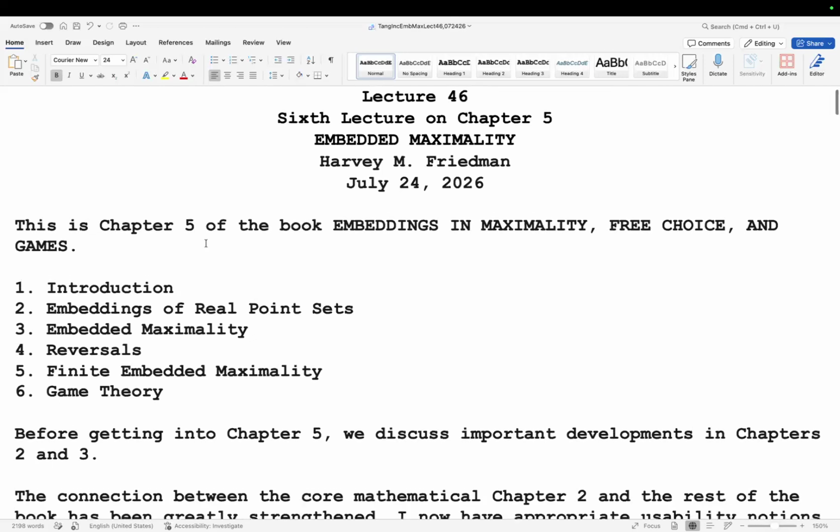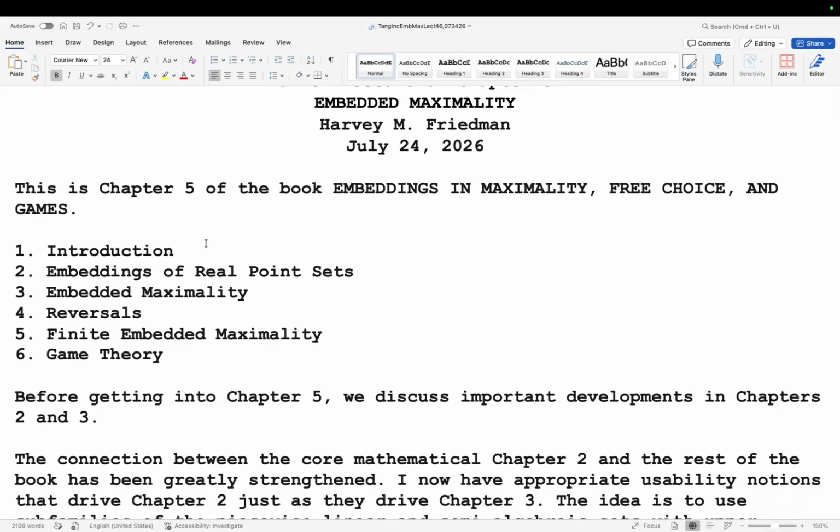All right, so the chapters look like this: Introduction; Embeddings of Real Point Sets, which is the core math chapter; and embedded maximality, which is what we've been talking about, is chapter 3, which is not being changed except for certain upgrades. And then there's the reversals, which really hasn't been touched, but has to be edited a little bit in order to match all the notation of the rest of the book. There's nothing in the core. And then there's this chapter 5 we're talking about now, which is no longer called finite embeddability. I don't have the titles of the book right. This chapter that we're talking about is just going to be called free choice because it has the infinite theory and the finite theory. So this chapter is free choice. And then game theory we haven't talked about.